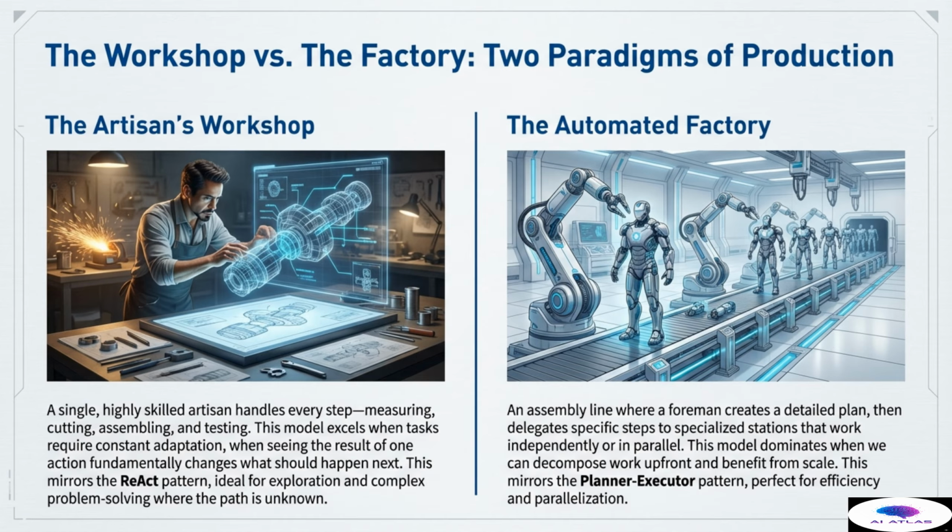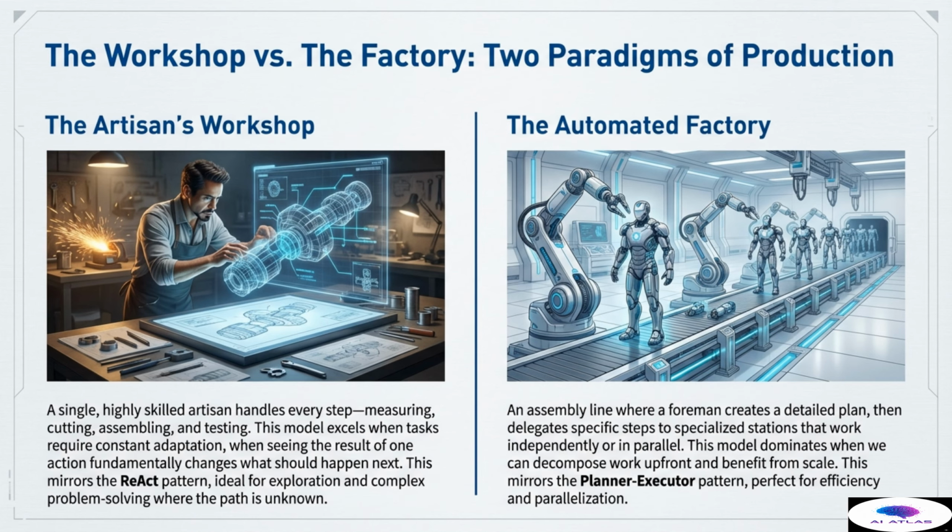On the right is the automated factory. This is built around an assembly line. A foreman creates a detailed, upfront plan and then delegates specific modular steps to specialized stations or robots that work independently, often in parallel. This model dominates when we can clearly decompose the work upfront and benefit from massive scale and predictable execution. This mirrors the Planner-Executor pattern, which is perfect for maximizing efficiency, speed, and parallelization when the steps are well-defined and reliable.